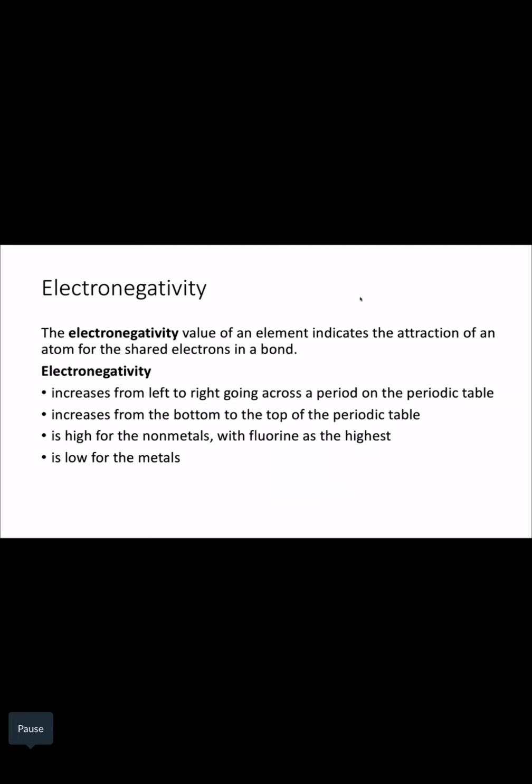So what is electronegativity? Electronegativity is the value of an element that indicates the attraction of the atom for the shared electrons it is bonded with. So pretty much, which atom is going to be more attracted to the electrons they're sharing? Which one is going to be pulling them to one side or the other? There are some exceptions where they're shared equally. So that's not a problem.